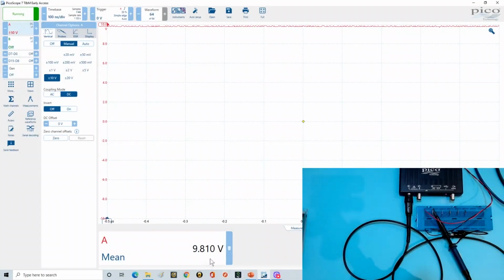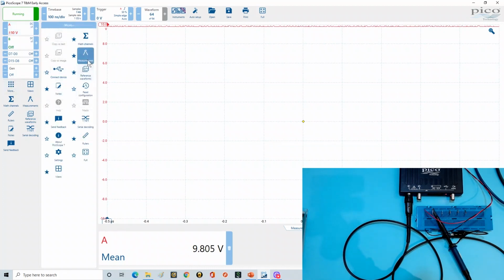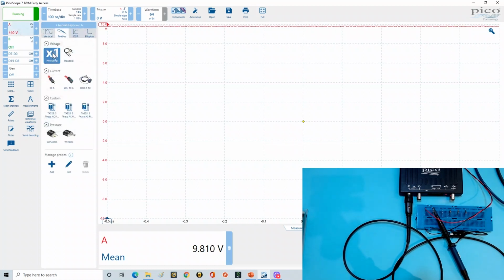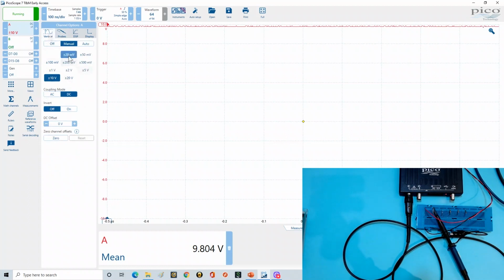So here I've pulled up the mean of the voltage. This is from the measurements. If I go to more, you'll see the measurements bit here. So what I've done here is pulled up the mean of the signal. And let me just check my probe is on ×1. I'm just going to double check that everything's okay, because I do a lot of setting up with this. So there's my probe, it's on ×1, and the vertical is on ±10. And you'll see here that we've got around about 9.8 volts.